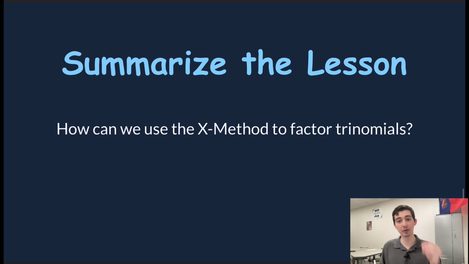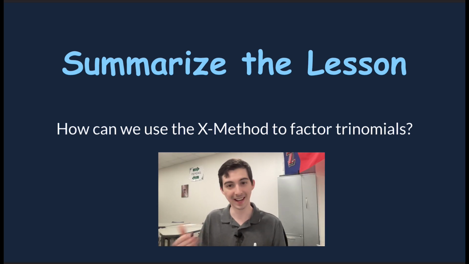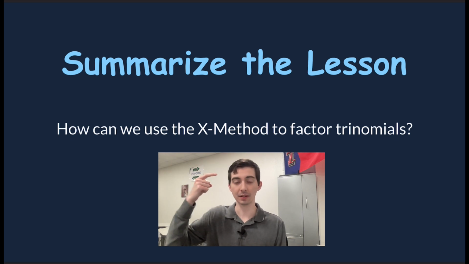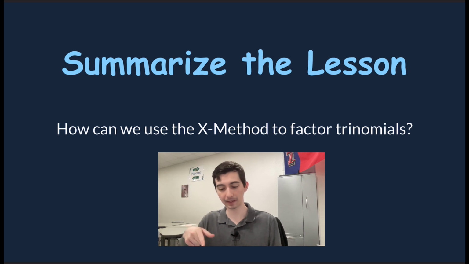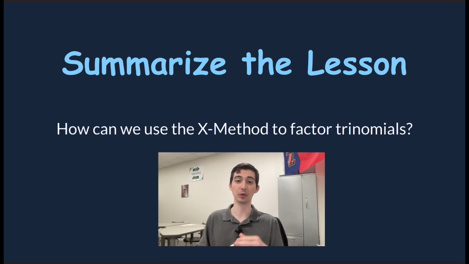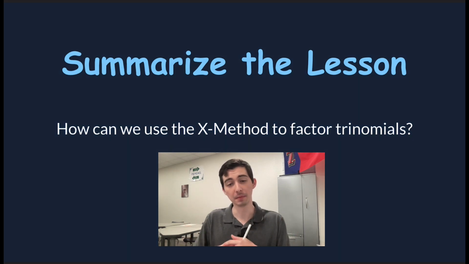So to summarize, we can use the x method anytime we have a quadratic in standard form. That's ax squared plus bx plus c. A times c will go on top. We're looking for two numbers that multiply to a times c and add or subtract to b. Once we find those two key numbers, we divide those by my a term, and then that will tell us our two factors once we get those simplified fractions.